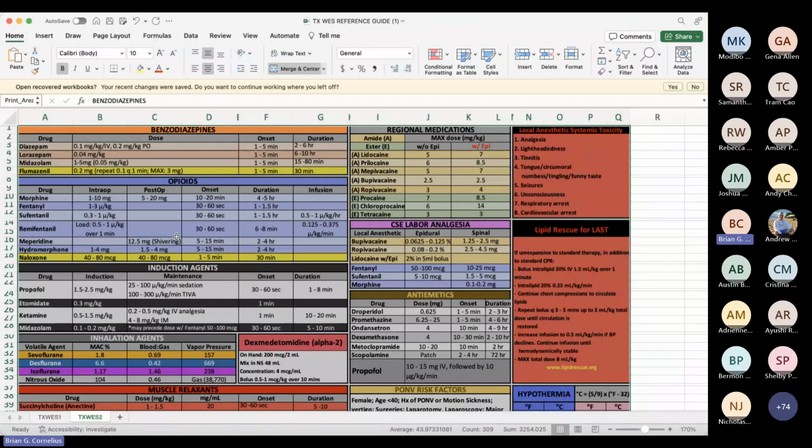Also, while you're doing this, make sure you're aware of your reversal agents. For your benzos, it's going to be flumazenil. For dexmedetomidine, it's really going to be the tincture of time. Also be familiar with the ill effects that come with flumazenil. If you give too much flumazenil, they tend to seize, which is kind of bad form on your first day in the operating room.